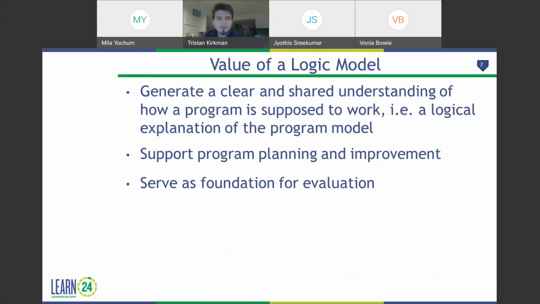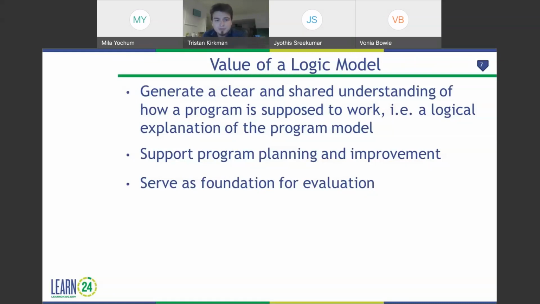Developing a logic model has many potential uses. You're generating a clear and shared understanding of how your program is supposed to work, a logical explanation of the program model. It's to support program planning and improvement and serve as a foundation for evaluation. In the first of those, logic models can be used to ensure that your stakeholders have a clear and shared understanding of how your program is intended to work. For example, sharing a program's logic model with program staff can be beneficial in generating a collective sense of responsibility and accountability, as it enables staff to understand how their specific role fits into the broader context of your program.